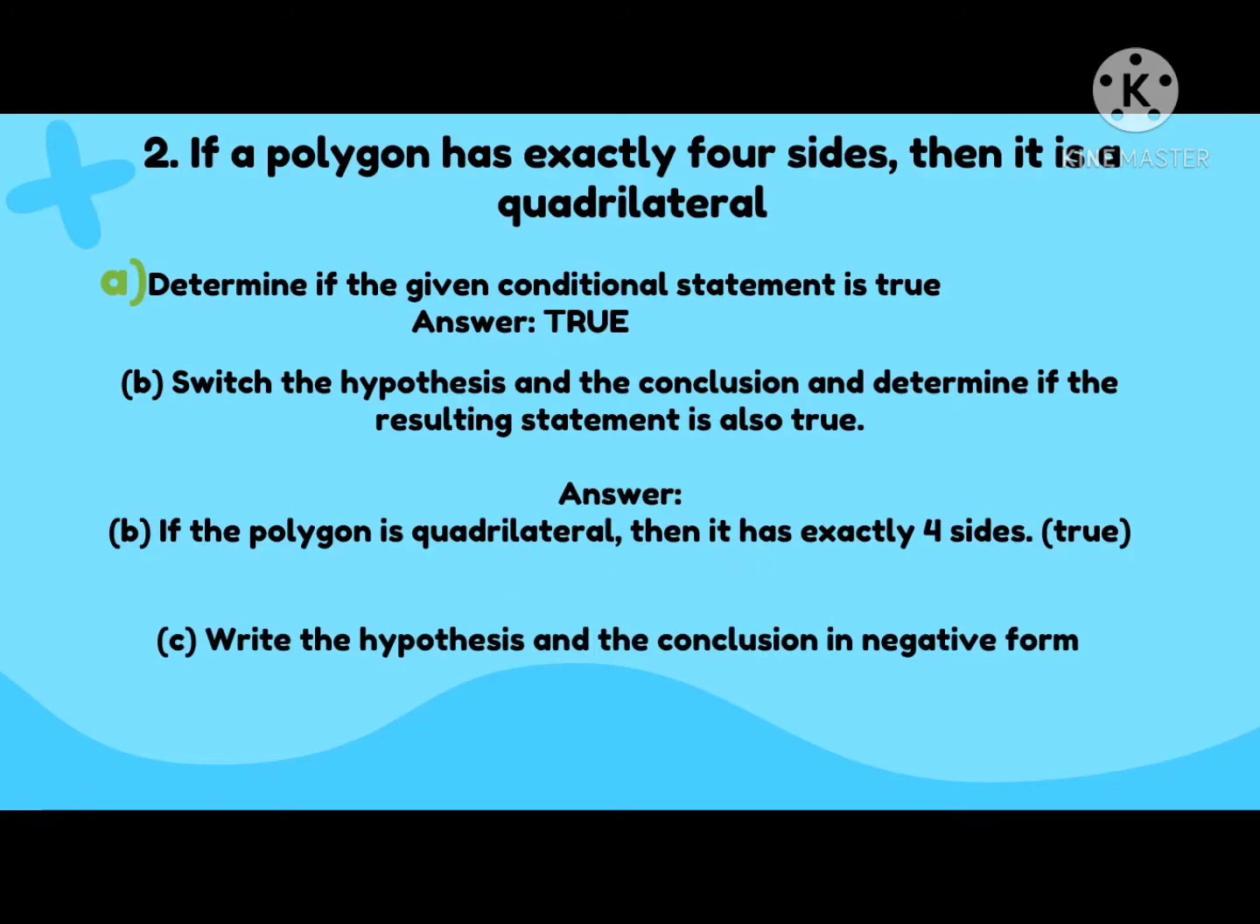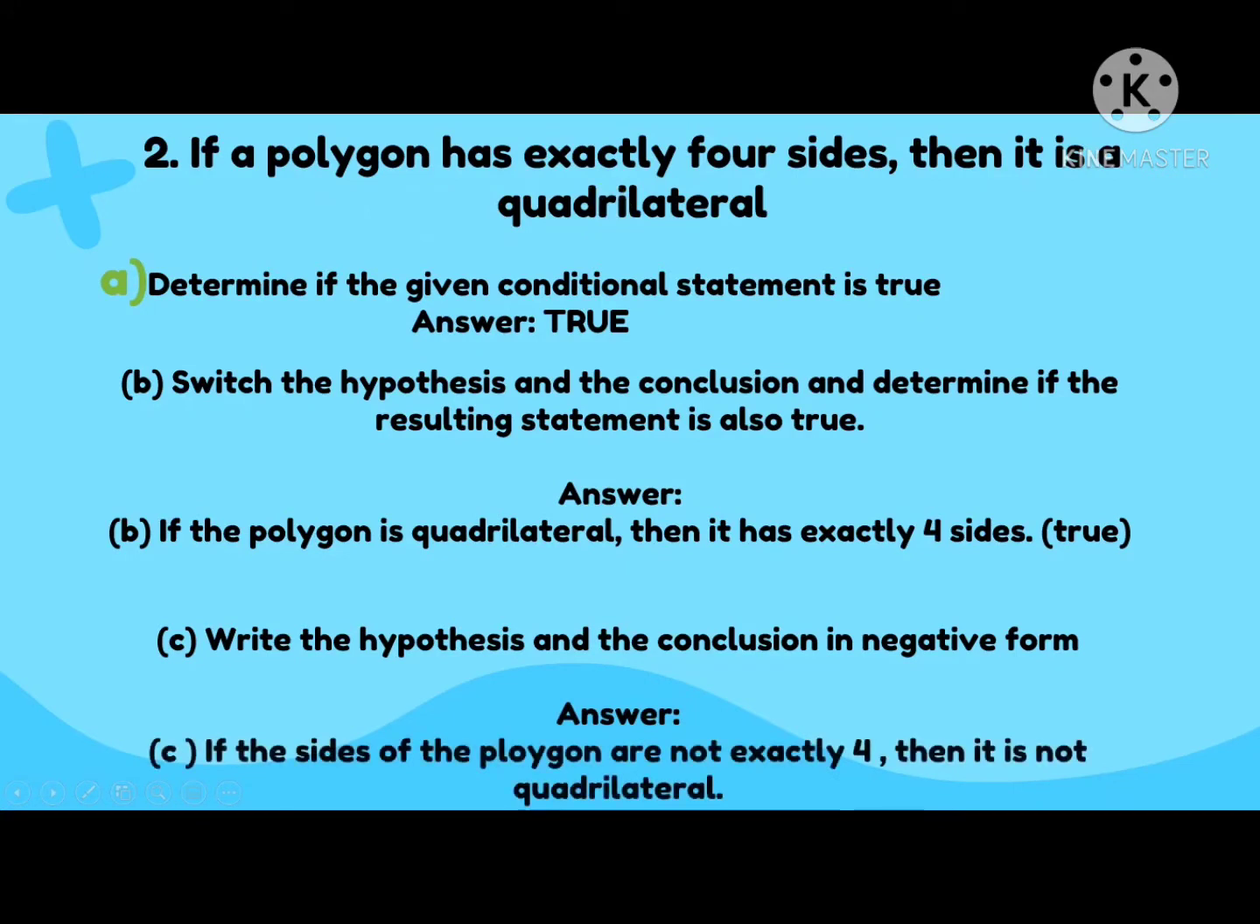Letter C, write the hypothesis and the conclusion in negative form. In this statement, you will write the hypothesis and the conclusion in negative form. So, the answer will be, if the sides of the polygon are not exactly 4, then it is not a quadrilateral.